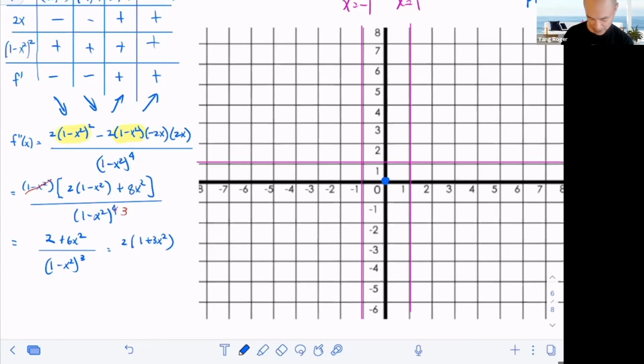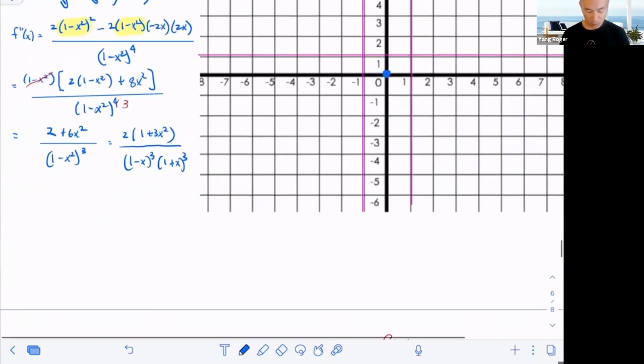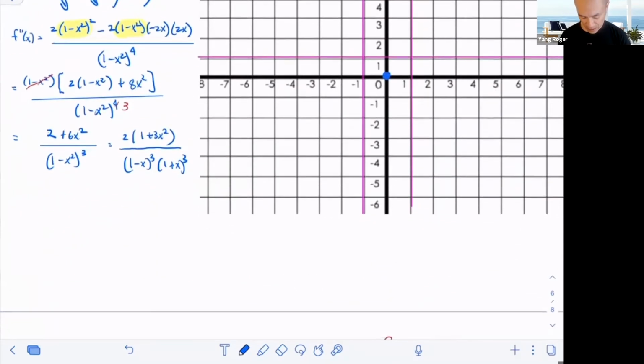The denominator, though, does have some issues. So the denominator, we could factor it just like we did before. You could get (1 minus x) cubed, and then (1 plus x) cubed, right? So to me, it looks like the possible inflection points are x equal to -1 and 1 again.